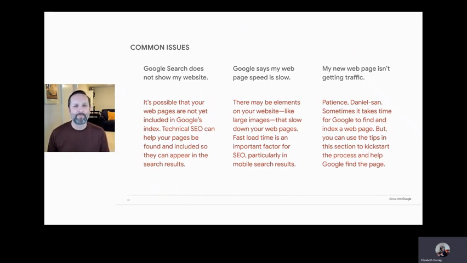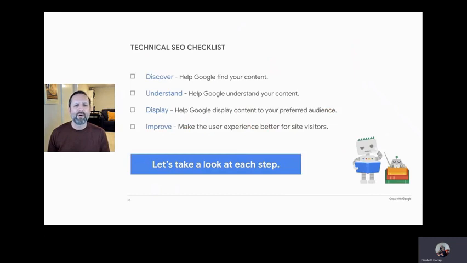Okay then, onward. We've gone over what technical SEO means. Now, let's dive into how it works. In this section, we will look at ways to help Google find your content, understand your content, and display content to your preferred audience. We'll also show you ways to improve the user experience for visitors to your site, which can have a real impact on visibility in search results.